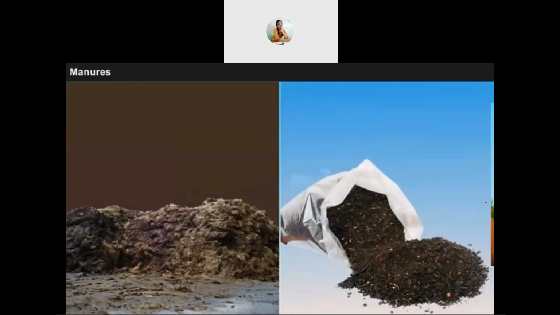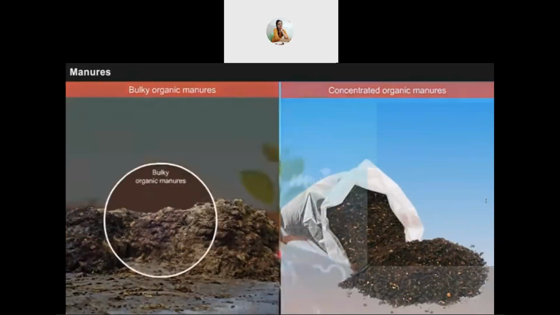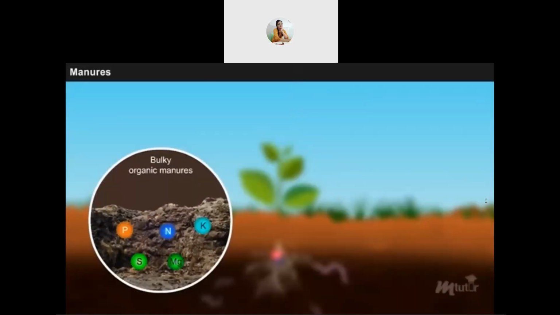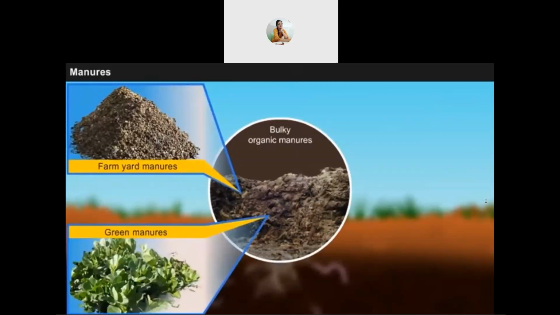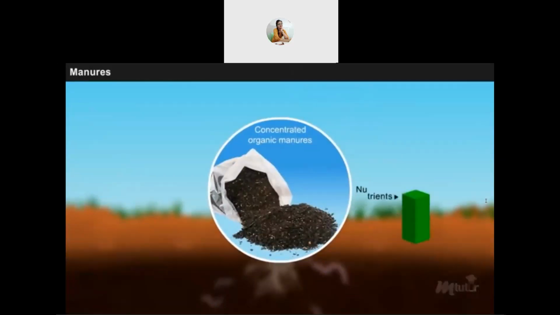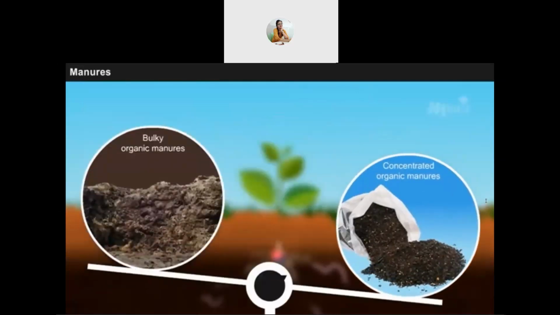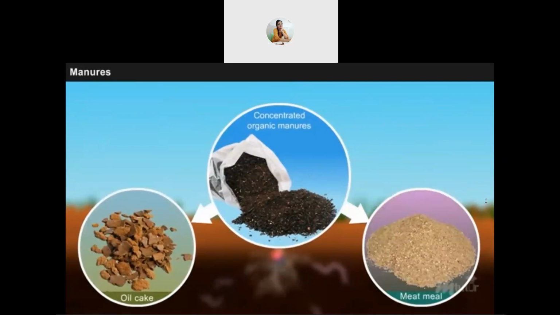Manures can be categorized into two types, based upon the concentration of the plant nutrients that it provides. They are bulky organic manures and concentrated organic manures. Bulky organic manures contain minimal amounts of nutrients and hence are required in larger quantities. Some of the examples are farmyard manures, green manures, vermicompost, and sludge. Concentrated organic manures have high amounts of plant nutrients compared to the bulky organic manures. So, the requirement is very minimal. Some of the examples are oil cake, meat meal, etc.